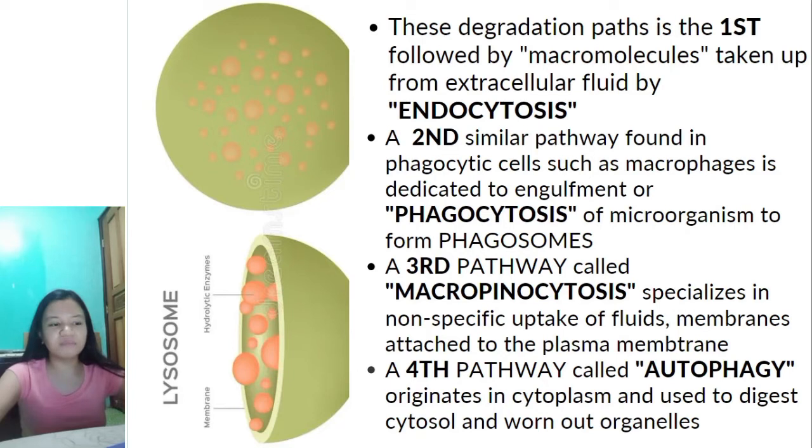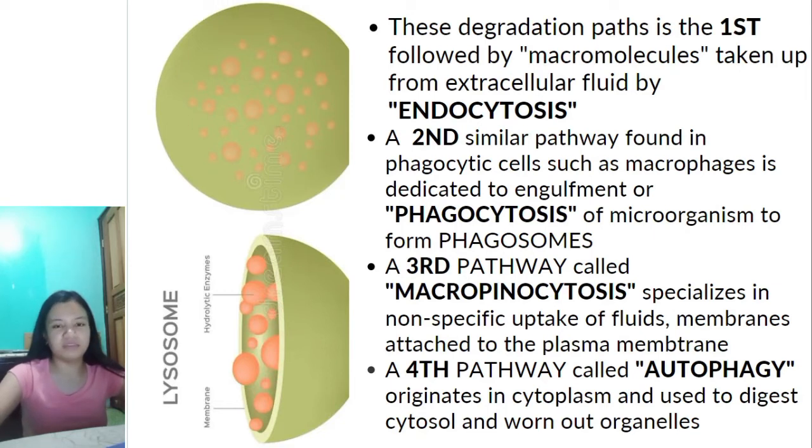Then, third pathway natin is macropinocytosis. Sa macropinocytosis naman, ang sinespecialize naman nito is yung mga non-specific uptake ng mga fluids and then ng mga membranes, which is yung mga fluids at membranes na naka-attach sa plasma membrane. And then yung fourth pathway natin, tinatawag natin na autophagy. Si autophagy naman, nag-originate siya sa cytoplasm, and then ang role nito is to digest cytosol and worn out organelles.